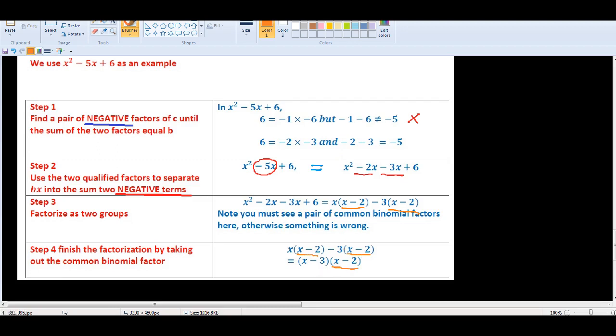Possibly for this one I might change the order a little bit to make it easier for you to understand. Actually they are the same, but I would still like to change that a little bit, because you can see now I take x minus 2 out, I got x minus 3 next to it. So that's for the middle term negative and last term positive. Remember, when you got that kind of combination, you need to find two negative factors for the last number.